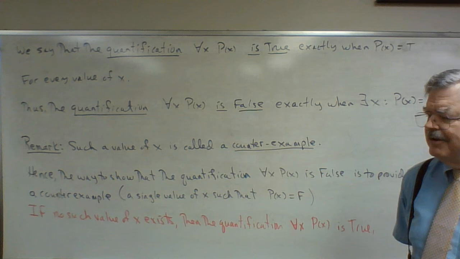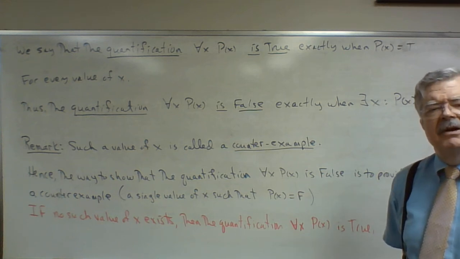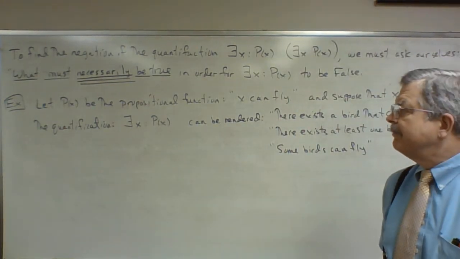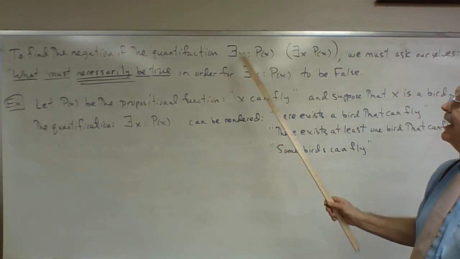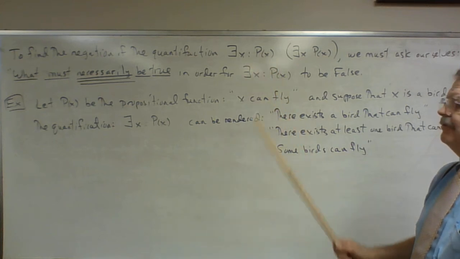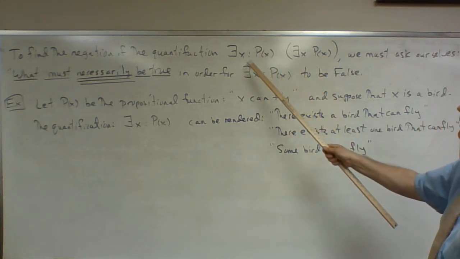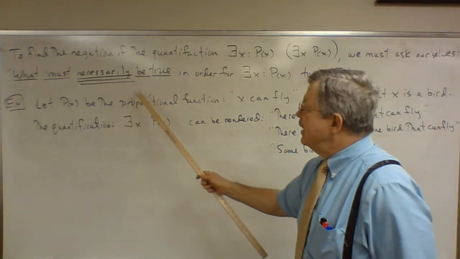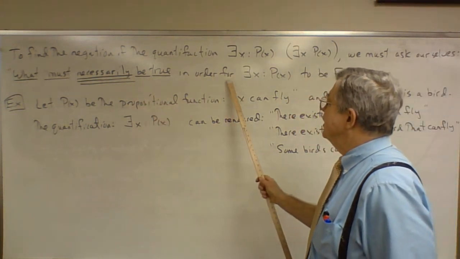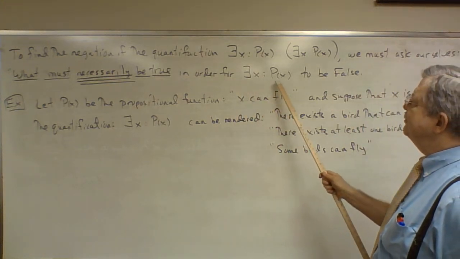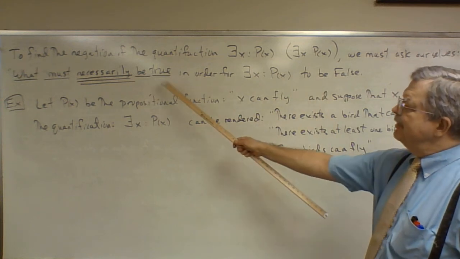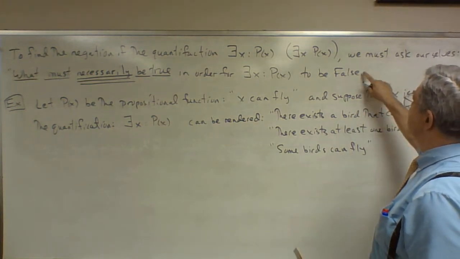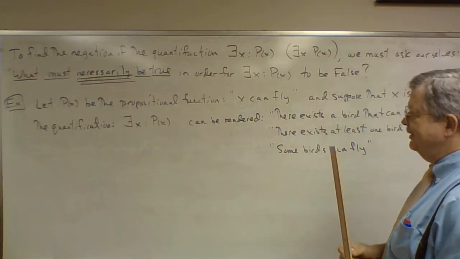Now let's look at the negation of the other quantification. There exists an x such that P of x. To find the negation of the quantification, there exists an x such that P of x is true, or without the colon, there exists an x such that P of x is true. Now, we have to ask ourselves, what must necessarily be true in order for this quantification, there exists an x such that P of x, to be false? And usually when we ask a question, there's a question mark at the end of the sentence.